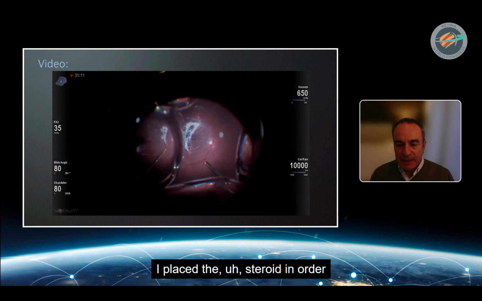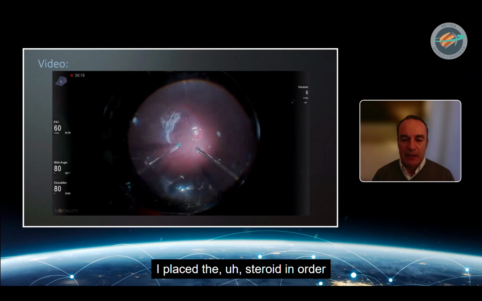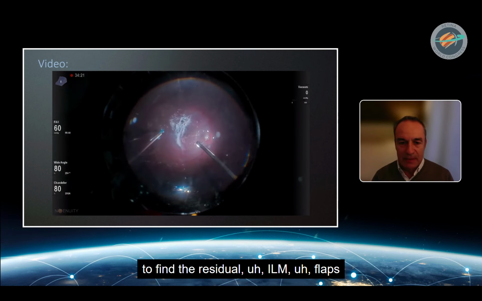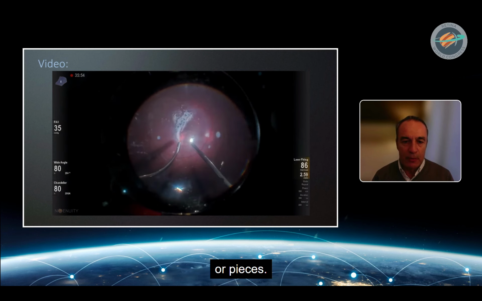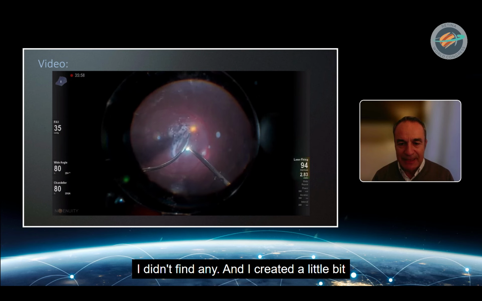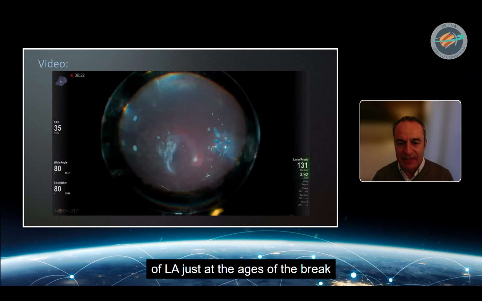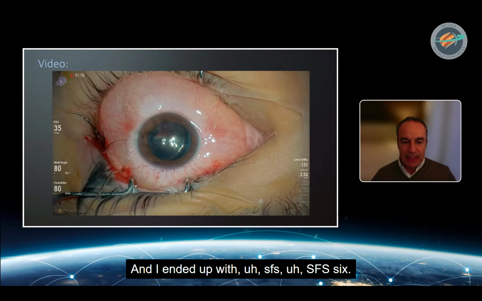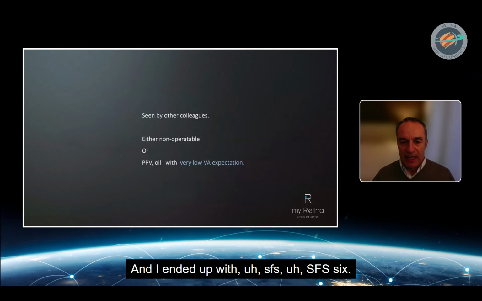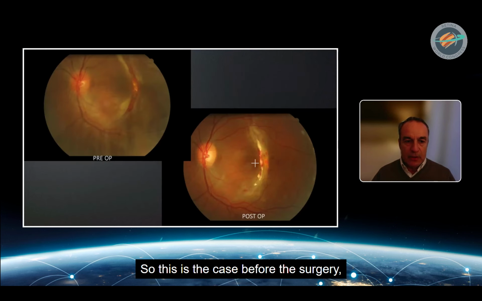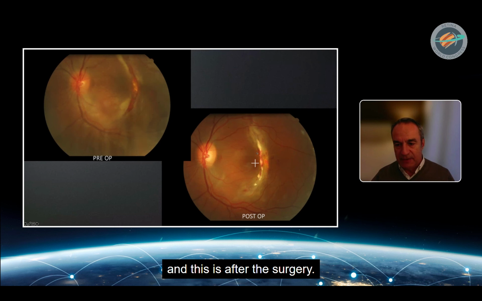I placed steroid in order to find residual ILM flaps or pieces. I didn't find any. And I created a little bit of laser just at the edges of the break in order not to be extended. And I ended up with SF6. So this is the case before the surgery, and this is after the surgery.